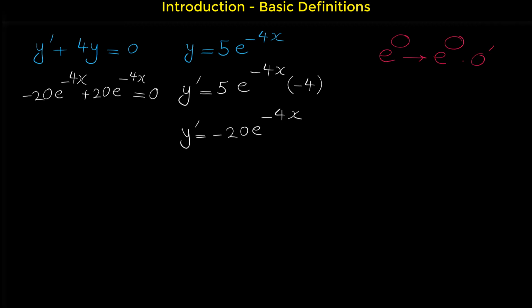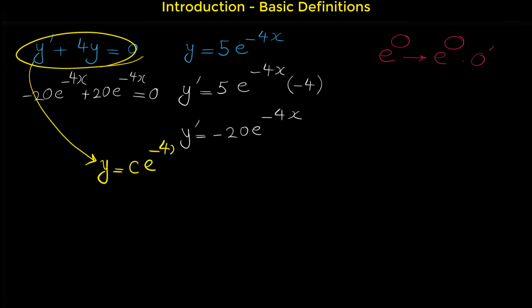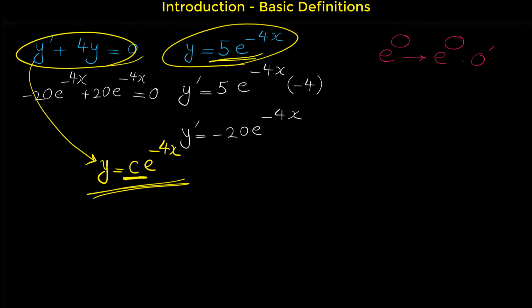Before I show you another example, I should mention that the general solution for this differential equation is c e to the negative 4x. And later we will see how we can find this general solution for this differential equation. And this given solution here is a special solution for this given differential equation. Note that here, if you plug in 5 for c, you can get this special solution.